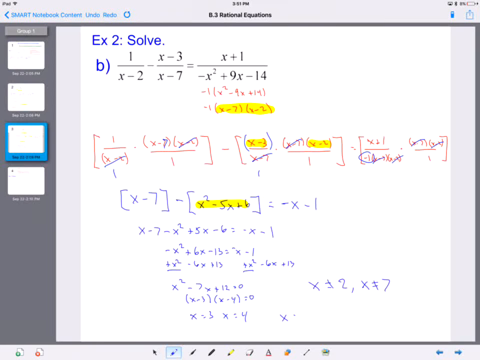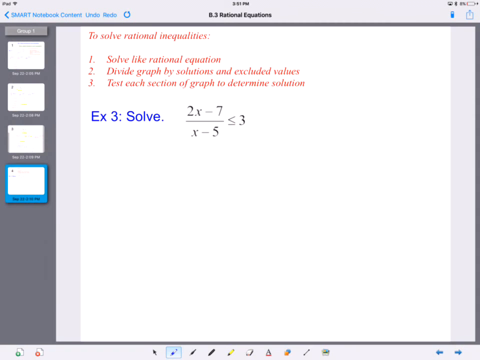So we want to write our final answer since it's a set. We want to say x is equal to the values of 3 and 4. And there you go. So solving rational equations, you guys need practice on this. You need to work on these. There's different variations of these types of rational equations, so make sure you're aware of all the different possibilities that you can have. Alright, last problem here is on solving rational inequalities.